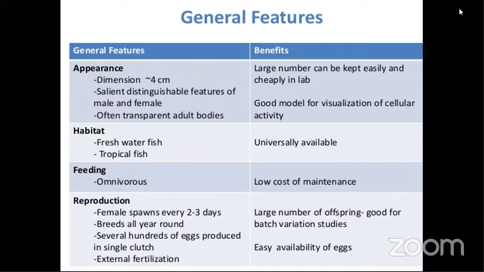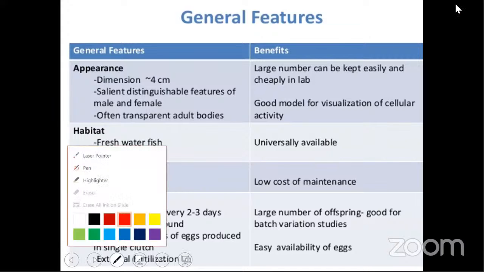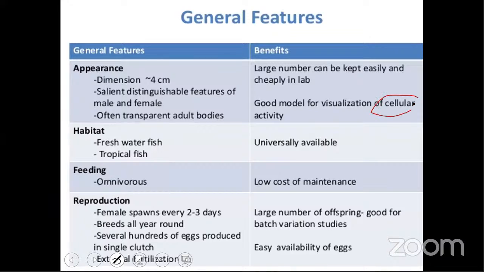Good model for visualization of cellular activity. So this is a valuable point I want to make here: cellular activity. Habitat: it can live in fresh water as well as tropical waters. The availability of this particular species is universal. Regarding feeding, it comes under the category of omnivores. And the maintenance of this species is very low cost.